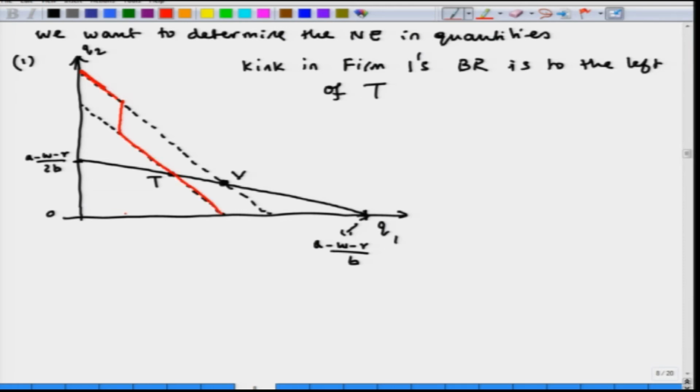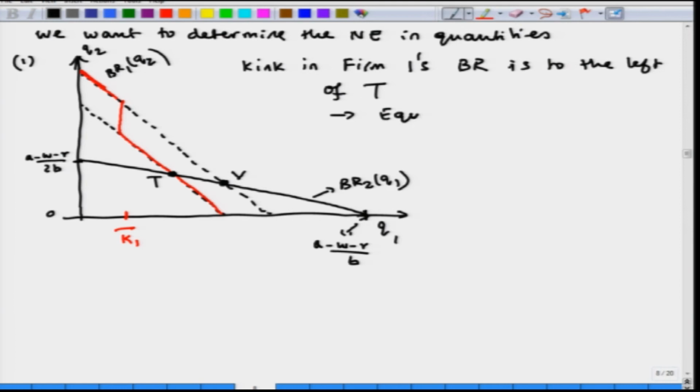So, we have the K1 bar which is here, right. So, the kink in the best response function is to the left of T. So, the K1 bar is to the left of T. Now, in this case the best response function of firm 1 and the best response function of firm 2 intersect at T. The equilibrium is the symmetric Cournot equilibrium.